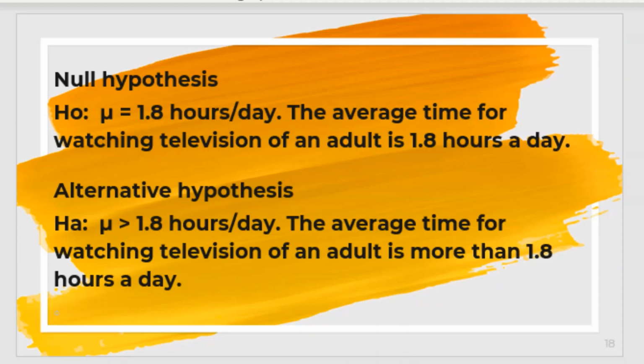stated as follows. So we have HA, where mu should be greater than 1.8 hours per day. And statement, the average time for watching television of an adult is more than 1.8 hours a day, because the reason why using greater than and why stating more than 1.8 hours a day, because you believe that 1.8 is too low for an average of watching television among adults.